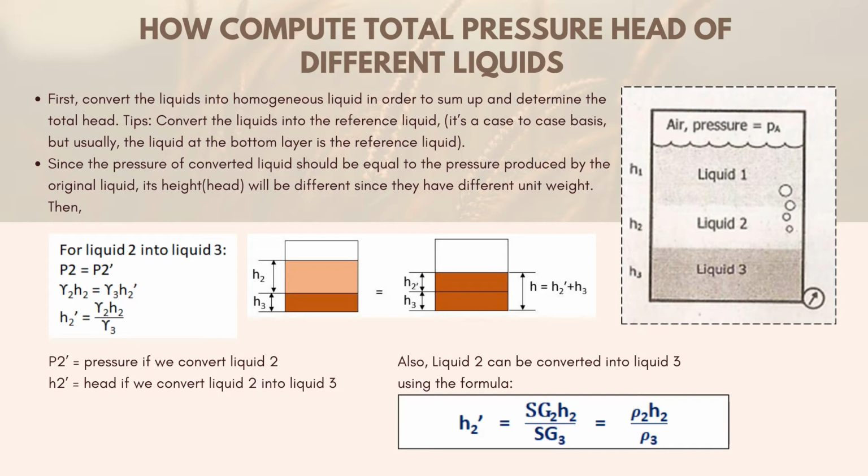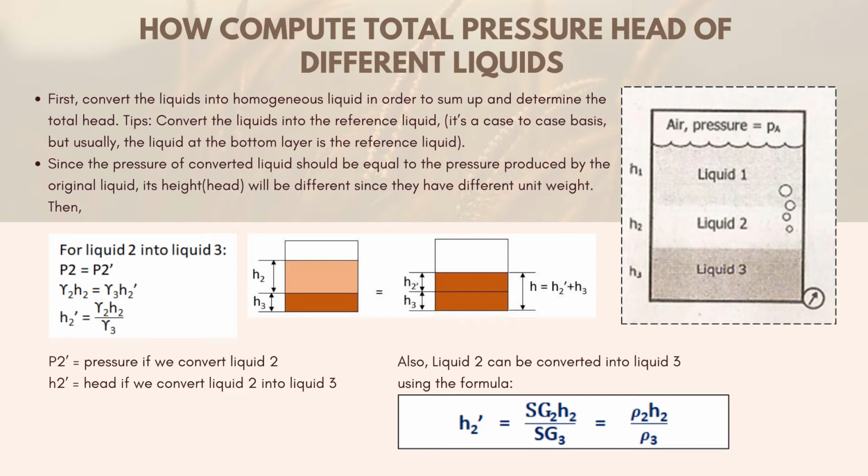So dito class, sa pagsosolve ng total pressure head of different liquids, i-convert nyo na muna class yung different types of liquid sa isang klaseng liquid lang. So, it is case-to-case basis class. Kadalasan ang ginagawa is, yung liquid na nasa ibabaw nung nasa pinaka-bottom ay kino-convert dun sa liquid na nasa pinaka-bottom. So, ganun class ang ginagawa in order to solve for the total pressure head of different liquids.